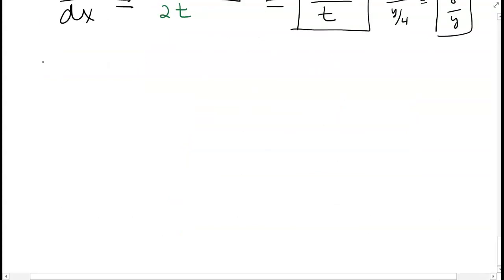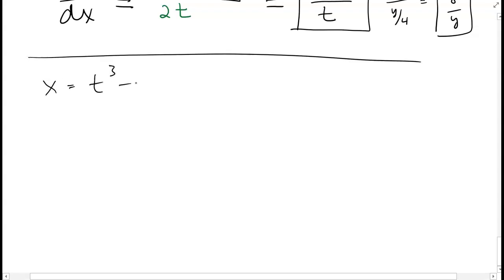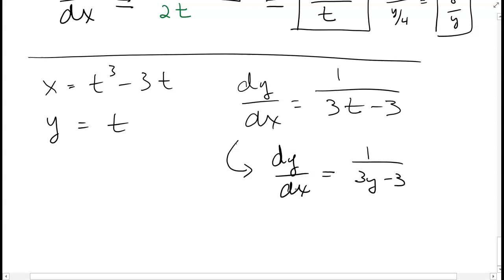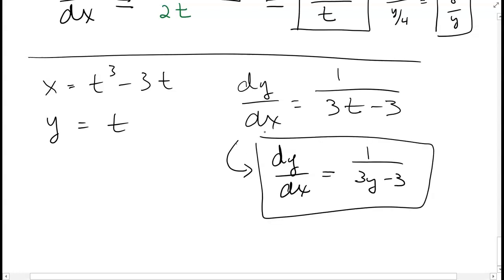So let's do, if x is t cubed minus 3t, y equals t, I want you to find dy/dx. Okay. Well, first part is dy/dt. Well, that's just 1. dx/dt, 3t squared minus 3. And then if we want to put it back in terms of y's and x's, well, we know y equals t, so it's just 1 over 3y squared minus 3. Done.